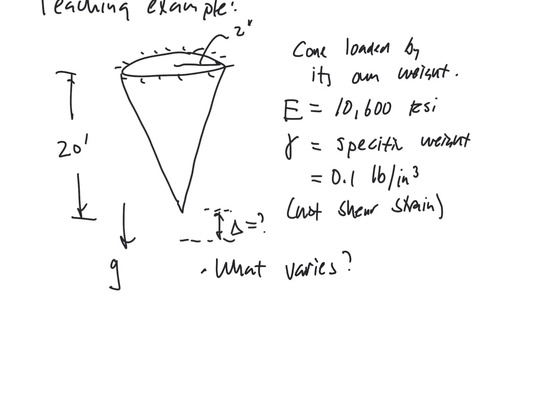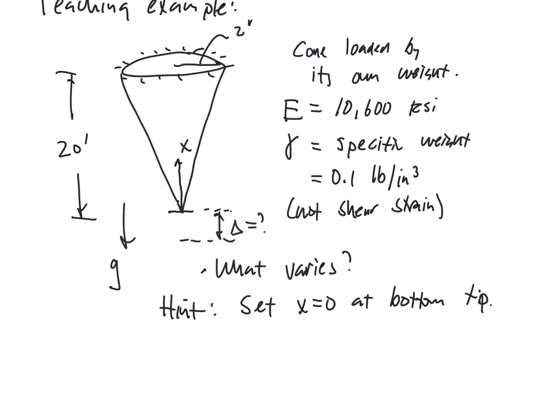Well, here's one hint. What we're going to do is put our origin for our axial coordinate down at the base. So we're going to call that X. So our first hint is going to set X equal to 0 at the bottom tip. That's useful because if you were to make a cut at X equal to 0, you can pretty easily determine what the area is going to be and also what the force is going to be. So we see that as we go up in increasing values of X, a couple things change.